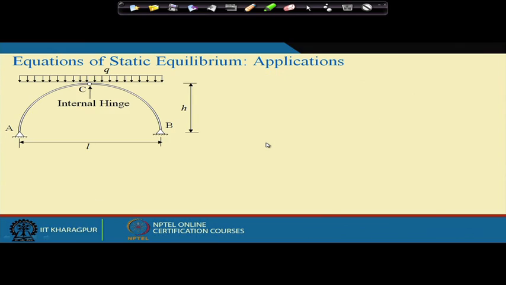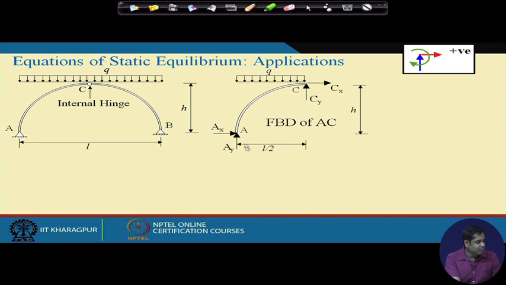Now, like the previous example, if we put one hinge here, then we are providing one condition. What would be the condition? The moment at C will be equal to 0. Now, this is the free body diagram. Moment at C will be 0, that is why it is not explicitly shown here. Ay is equal to By is equal to QL by 2, that we have already obtained. And now, take MC, moment at C is equal to 0.